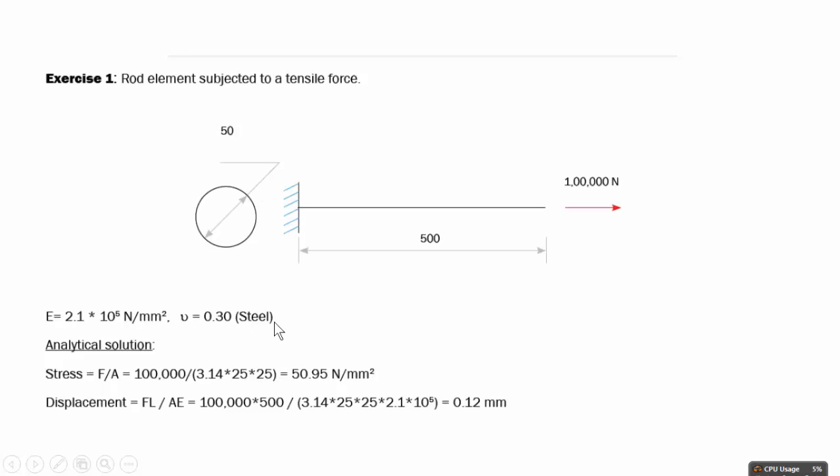First we solve this problem by analytical solution, in which the stress that comes out is 50.95 Newton per mm square, and the displacement that comes is 0.12 mm. So this is the analytical solution, and we will do the same analysis with the same boundary condition in HyperWorks, and we will compare and validate the results.